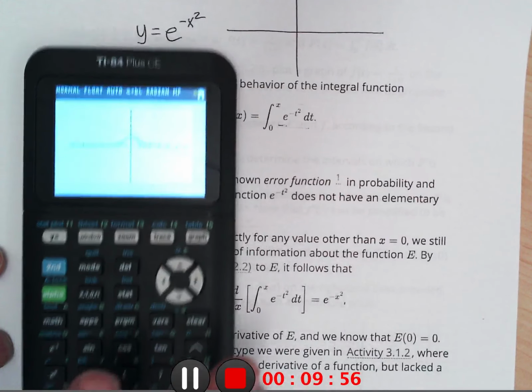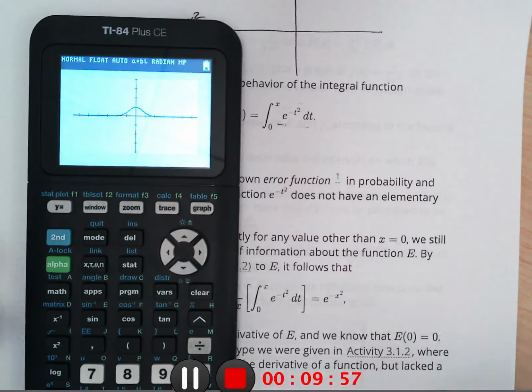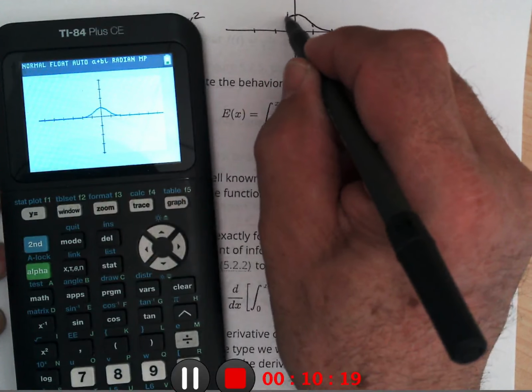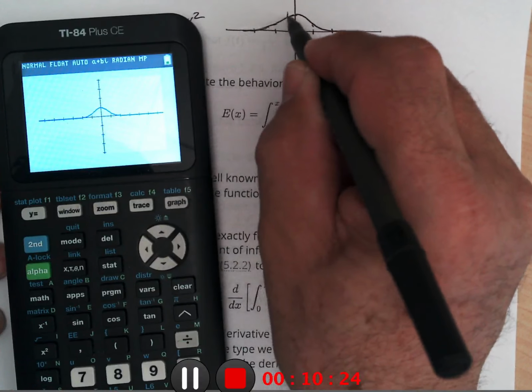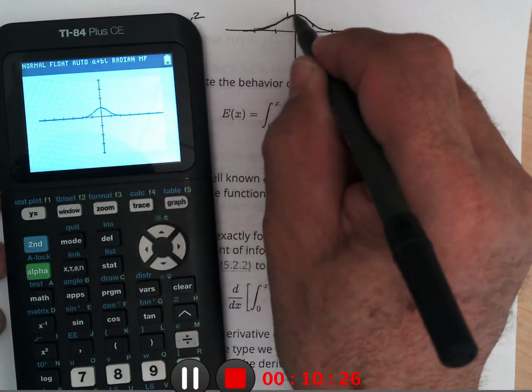Okay, so it gets up to 1, and by 1, it's down to here. And then by 2, it looks like it's basically 0. And same thing on the negative side. It's symmetric. So it's down to about there, and it's already down to 0. So it looks something like this.